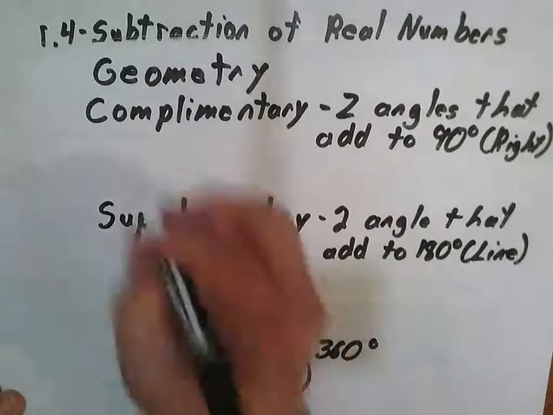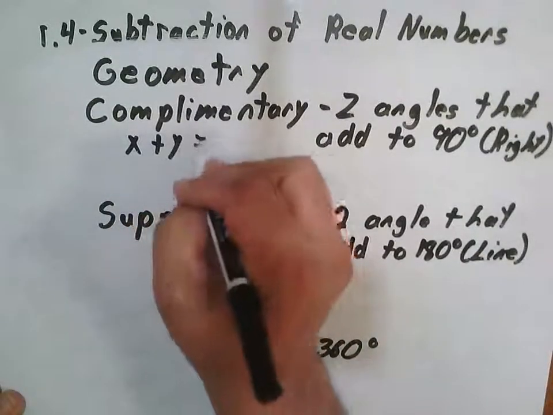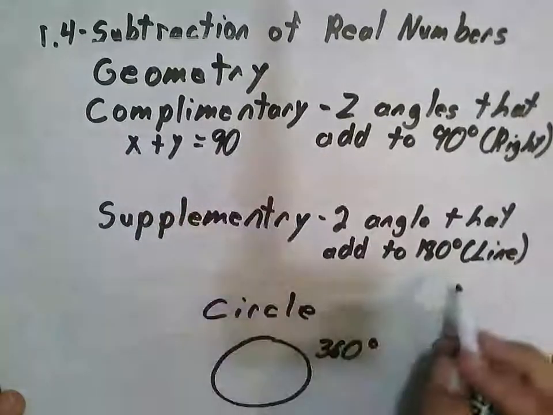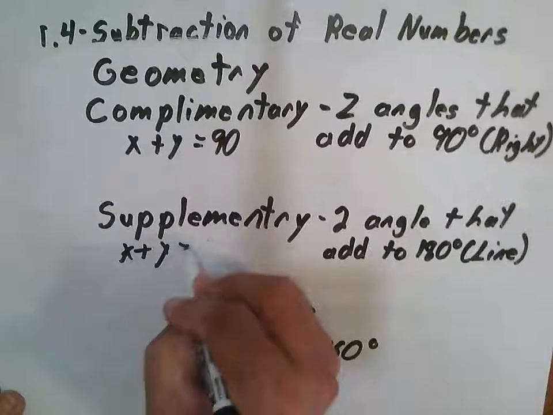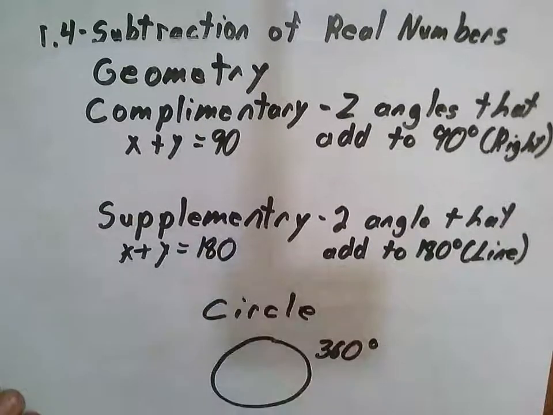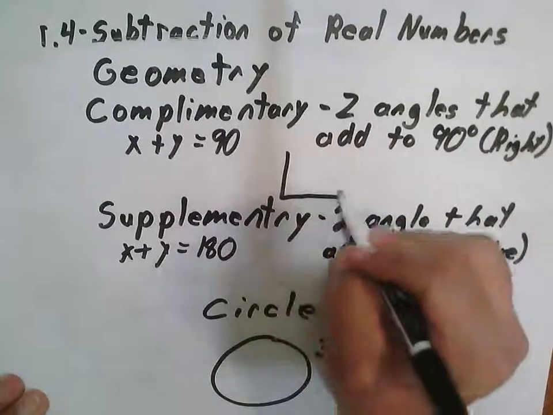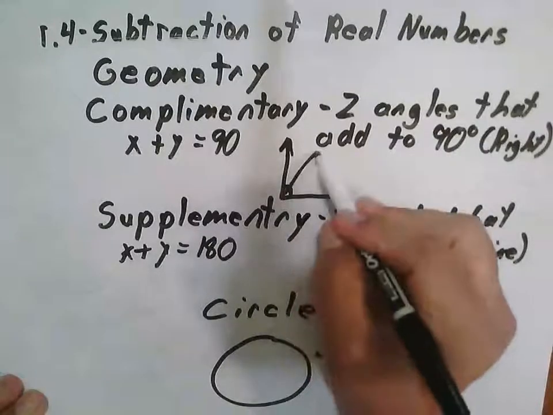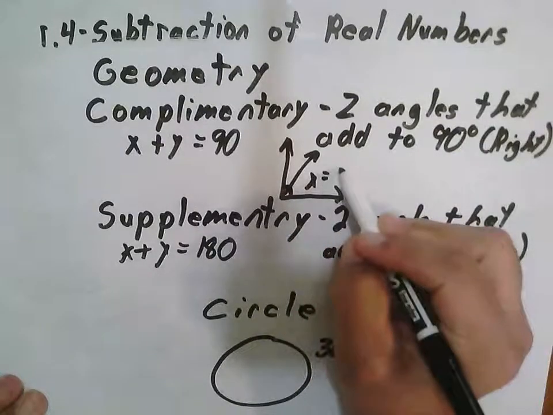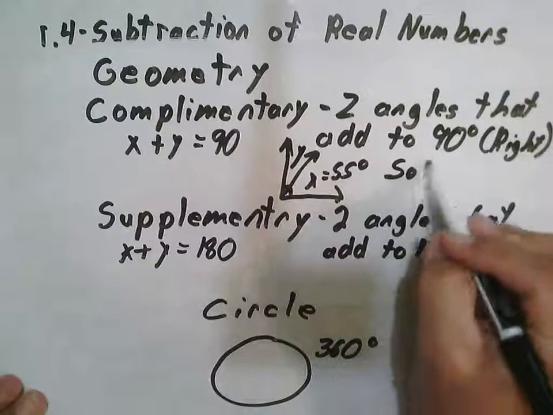So normally what we'll see, this would be the formula for it. X plus Y is equal to 90. And for the supplementary, it's X plus Y is equal to 180. These are our two formulas. Basically, your problem will look something like this. That implies a right angle. And it will say X is equal to 55, and they're trying to get you to solve for Y.